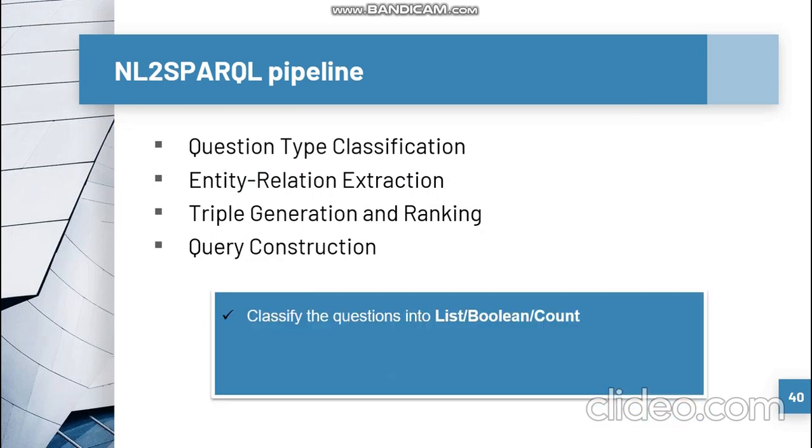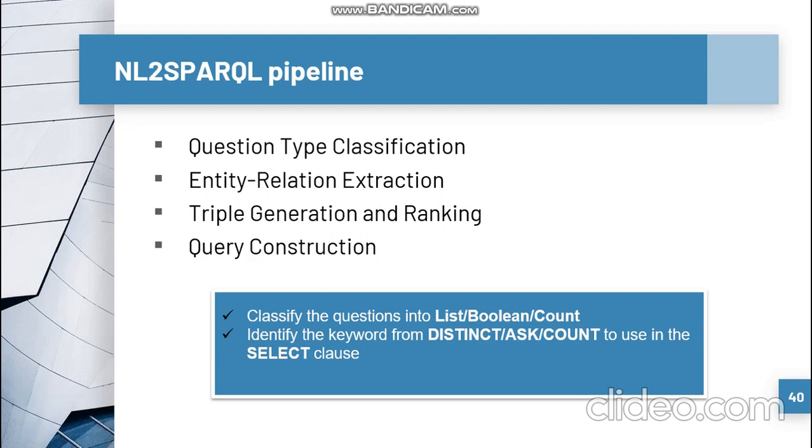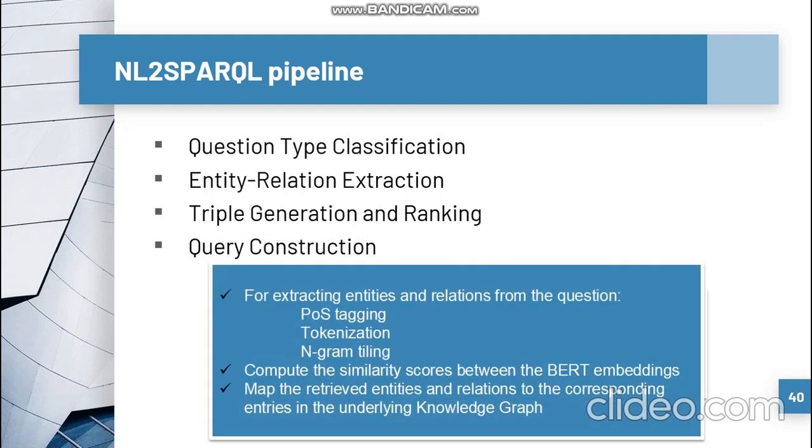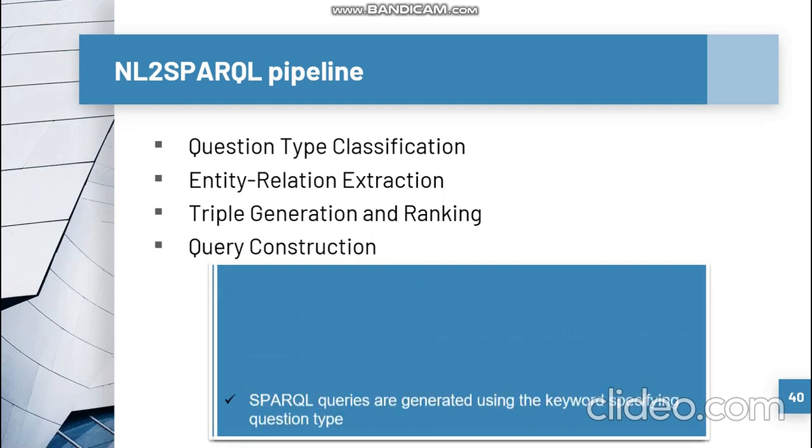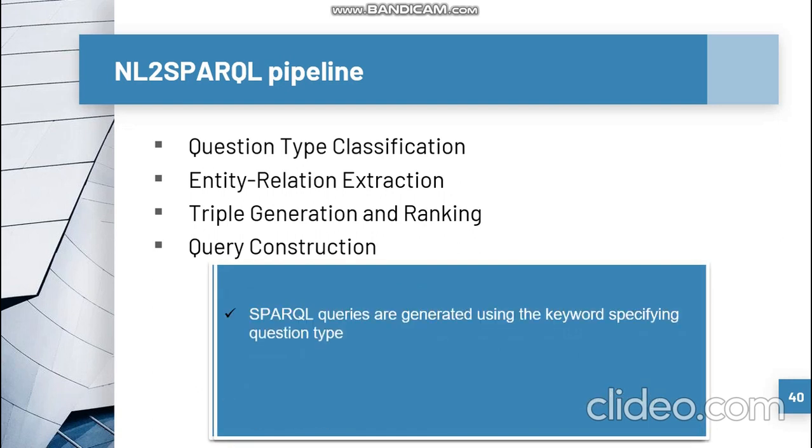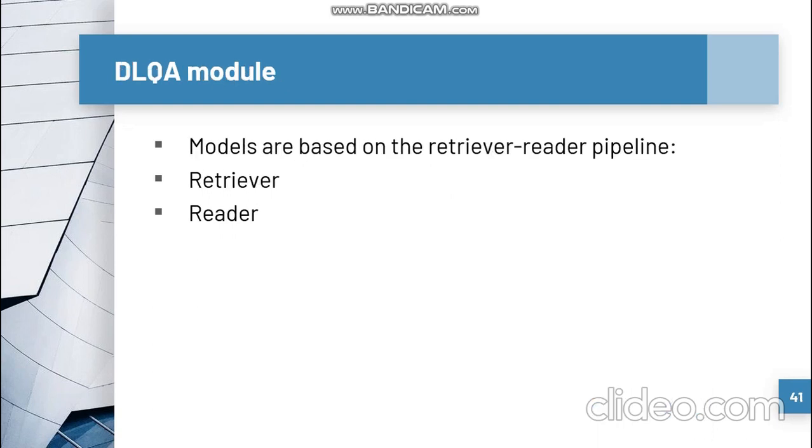The question type classification classifies the question into list, boolean, or count, and then the keywords are identified, listing, ask, or count, to use in the select clause, and it then constructs the where clause in the SPARQL query. For extracting entities, it uses POS tagging, tokenization, n-gram tiling, and then computes the similarity scores between the BERT embeddings and maps those retrieved entities in relation to the corresponding knowledge graph. SPARQL queries are generated using the keyword specifying question type: listing for list, ask for boolean, and count for count.